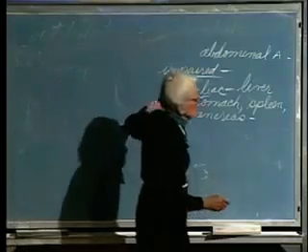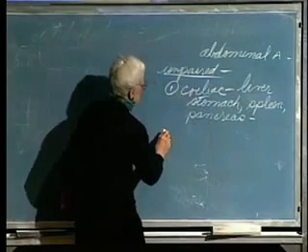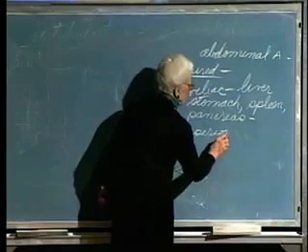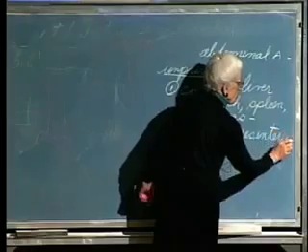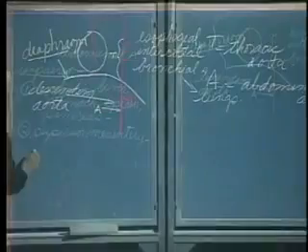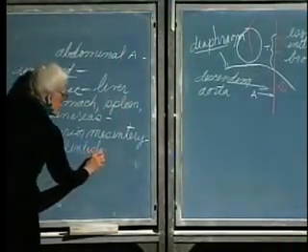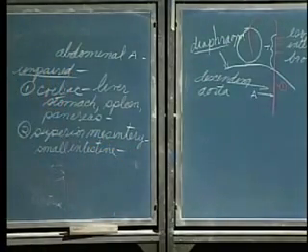So the celiac will be the first to come off here. Then the second coming off that's unpaired will be the superior mesentery. Superior mesentery. So it will supply the small intestine and part of the large intestine.